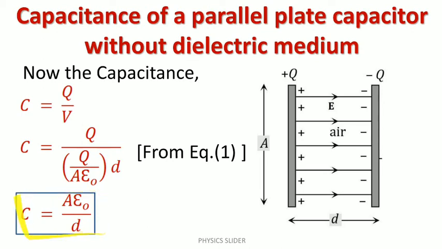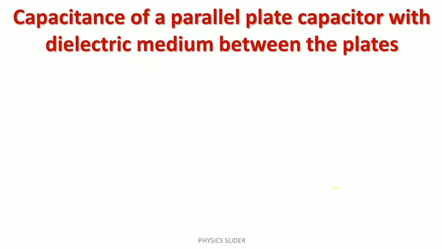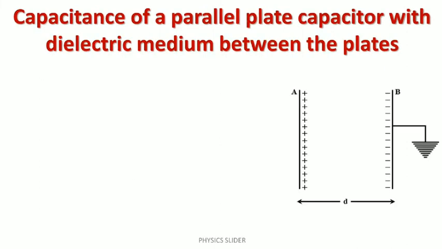Alright, now what happens when we fill the dielectric material between these two plates? Watch here. The capacitance of a parallel plate capacitor with dielectric medium between the plates. We have these two plates of a parallel plate capacitor. The second one is connected to the earth or is grounded. The separation between these two plates is D. The charge provided to each plate is Q.